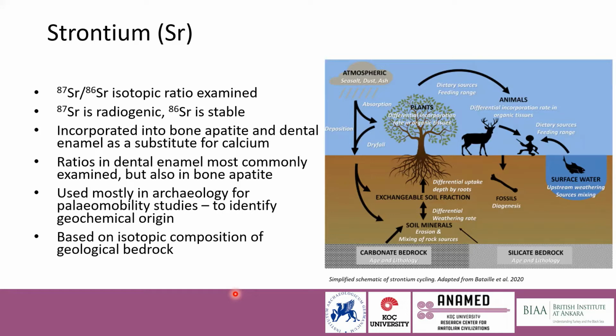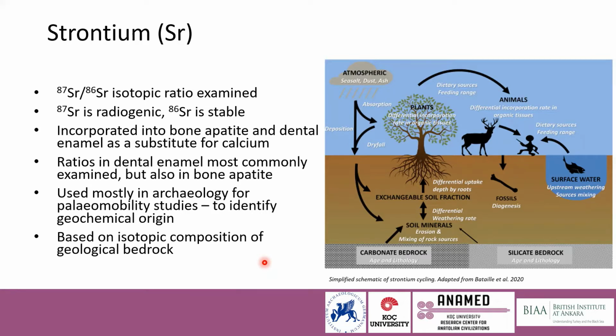Strontium comes from the geological bedrock, like sulfur. So it's based on the isotopic composition of the geological bedrock, and it's incorporated into bone apatite and dental enamel as a substitute for calcium. Ratios in dental enamel are most commonly examined, and I'll explain why in a bit. But like I mentioned, you can also look at it in bone apatite, the inorganic mineral part of bone, which I'll also explain a little bit.